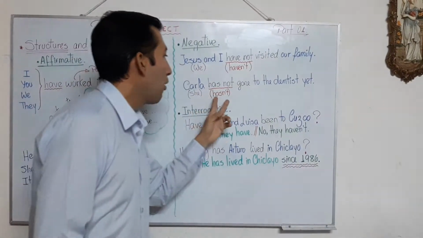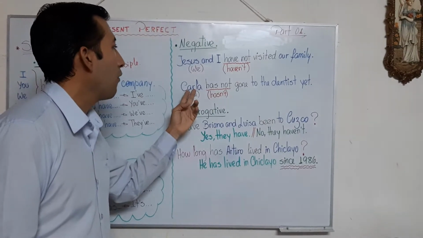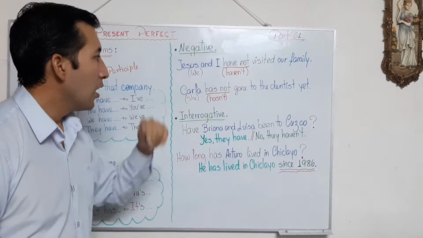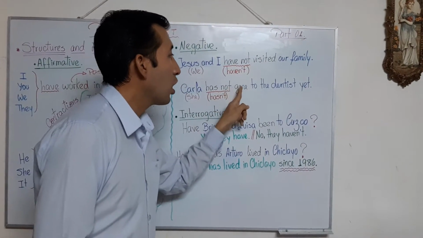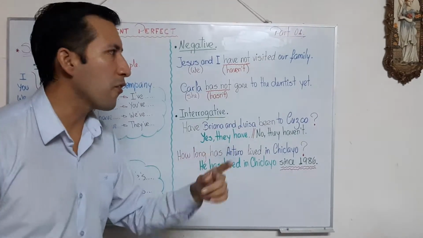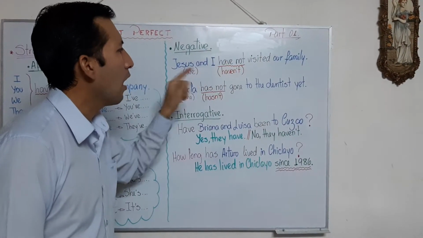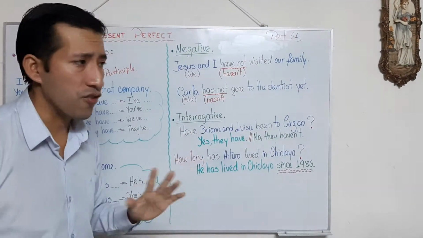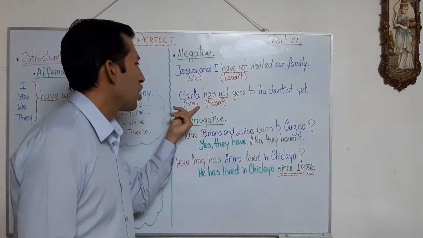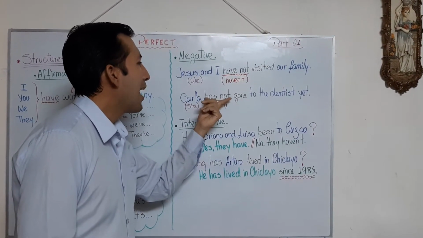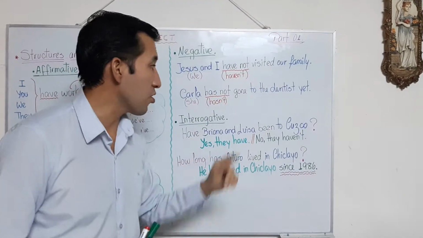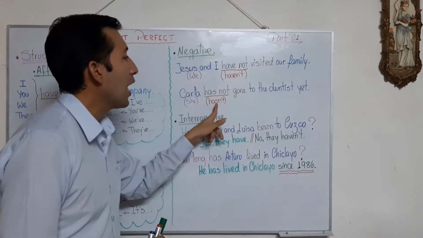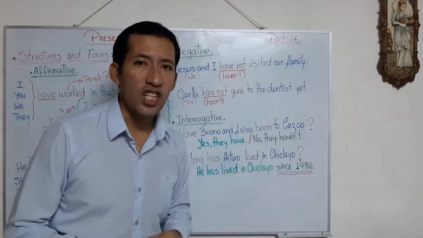Okay? Now what about the next? The next part we have Carla, for example, has not gone to the dentist yet. Okay? Carla has not gone to the dentist yet. So what's the difference? The only difference is has and have. The other parts are similar. So how can I replace Carla? She. How can I reduce the expression has not? Hasn't. So how would be another expression? She hasn't gone to the dentist yet.